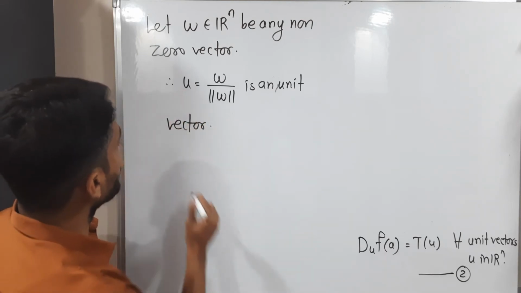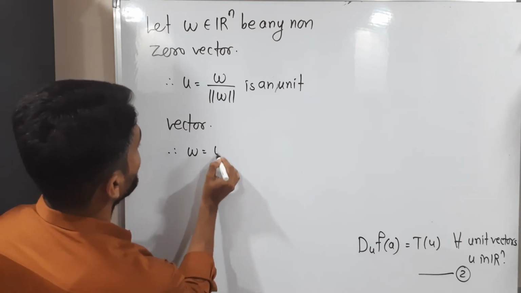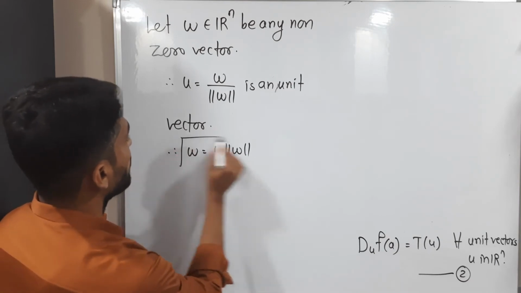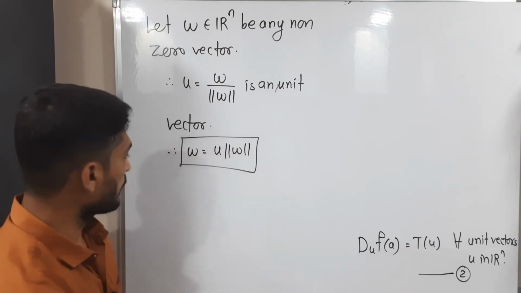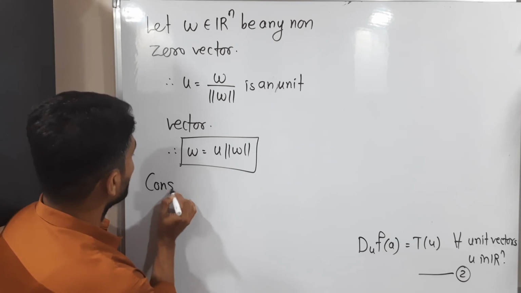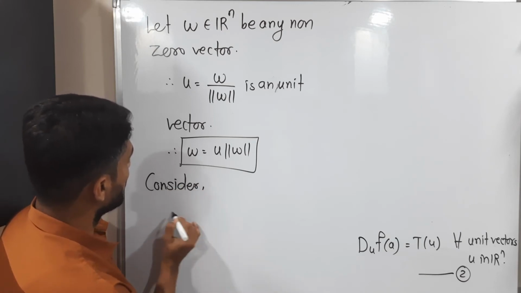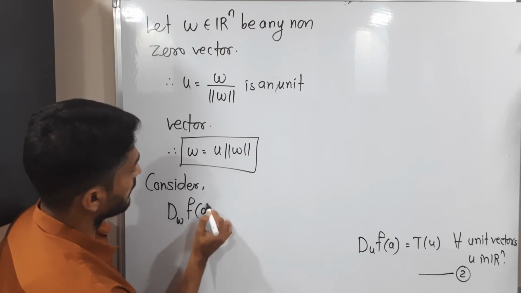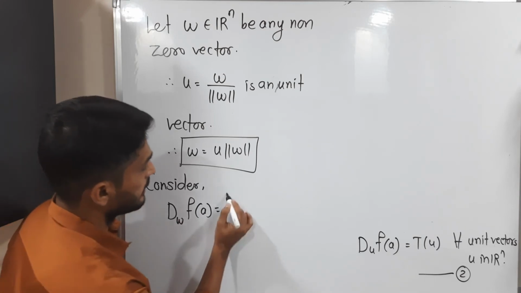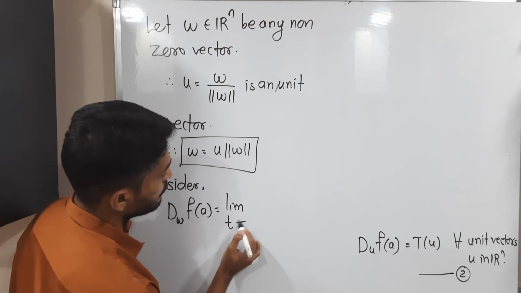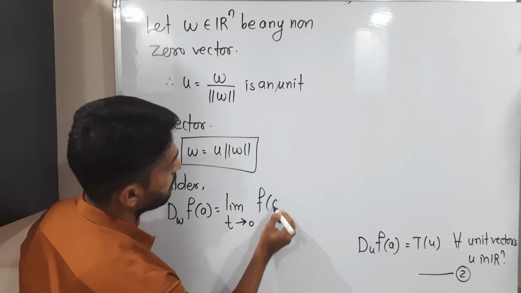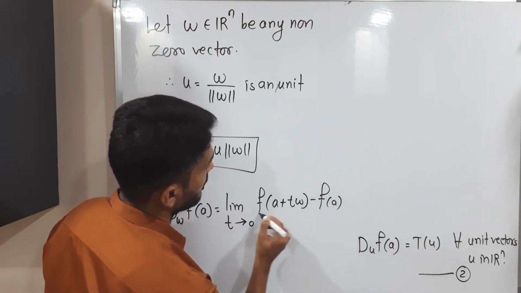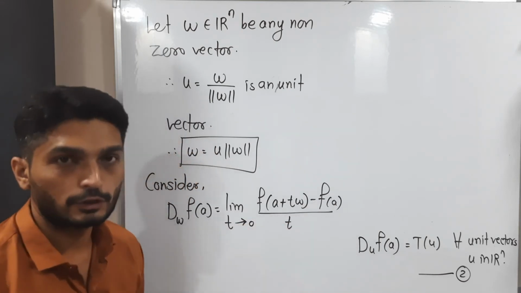If I shift norm w, therefore w is equal to u times norm w. A very important thing we have got. I will make a box around it. Okay, so now consider the directional derivative of f in the direction of w at a. The definition says it is equal to limit t tends to 0 of f of a plus tw minus f of a divided by t. By definition we can write.